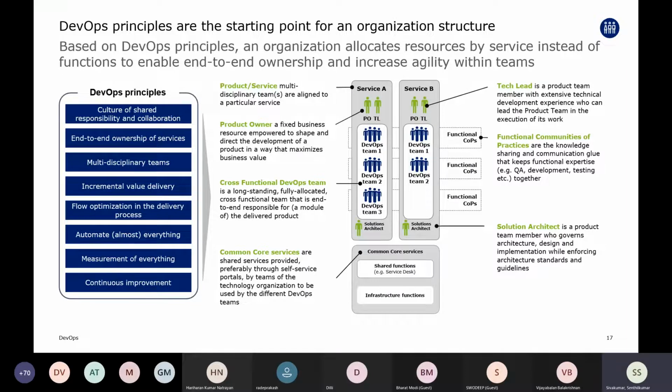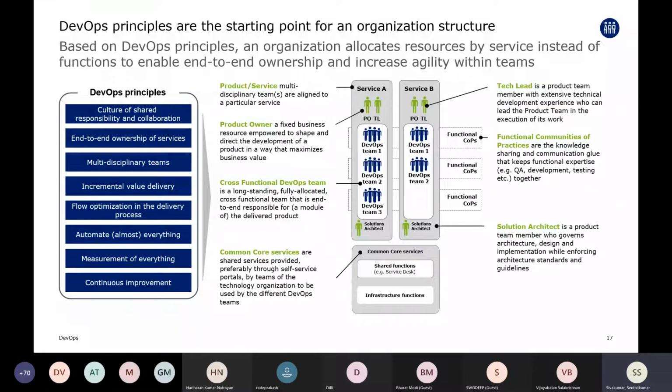First, it starts with people, where the people have been collected. These people have been organized with reference to DevOps principles. So what is the DevOps principle? You can see the DevOps principle starts with a culture of shared responsibility and collaboration, end-to-end ownership of service, multidisciplinary team, incremental value delivery, flow optimization in the delivery process, automate everything, measure everything, continuous improvement.